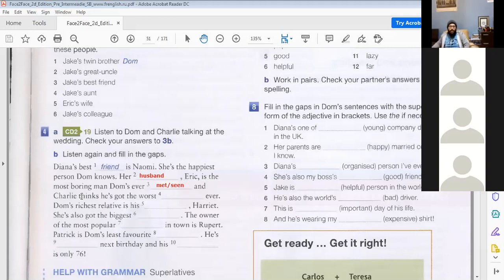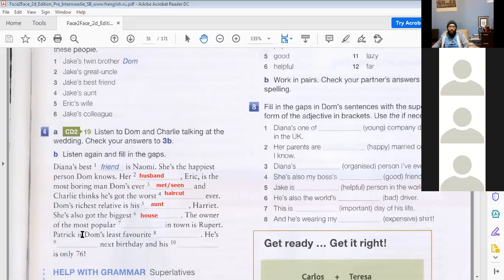All right, and Charlie thinks he's got the worst what? Can you say it in opposites? Haircut. Yes, that's it. Dom's richest relative is his Aunt Harriet. She's also got the biggest house. House, maybe. Yes. All right.